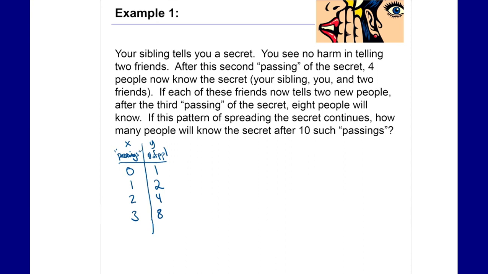If we think of our general formula, y equals a b to the power of x, we need to figure out what our a and our b are. Our a value is our starting value, so in that case it's 1. There was 1 person that knew at the beginning. Our b value is the growth factor. So what multiple is it growing by? We can look at our values and see that they're doubling.